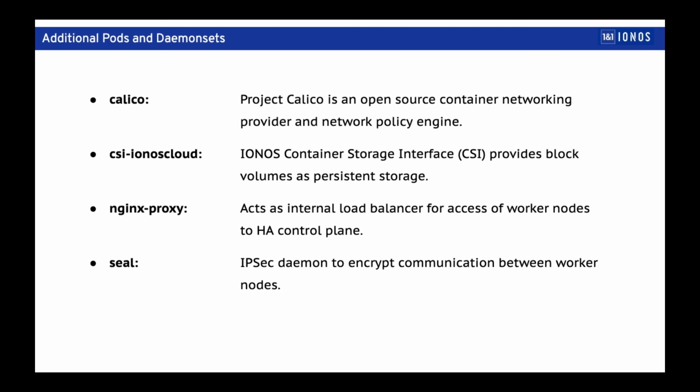The second one you will be seeing is a very IONOS specific one. It's called CSI-IONOS Cloud. This is the container storage interface that we have implemented, which takes care to provide block storages as persistent volumes for your pods. It's also running as a daemon set on every worker node. Then you will see an Nginx proxy running as a daemon set. Because the control plane is set up to be highly available, we need a load balancer basically to access the control plane. And this load balancer is running on each individual worker node.